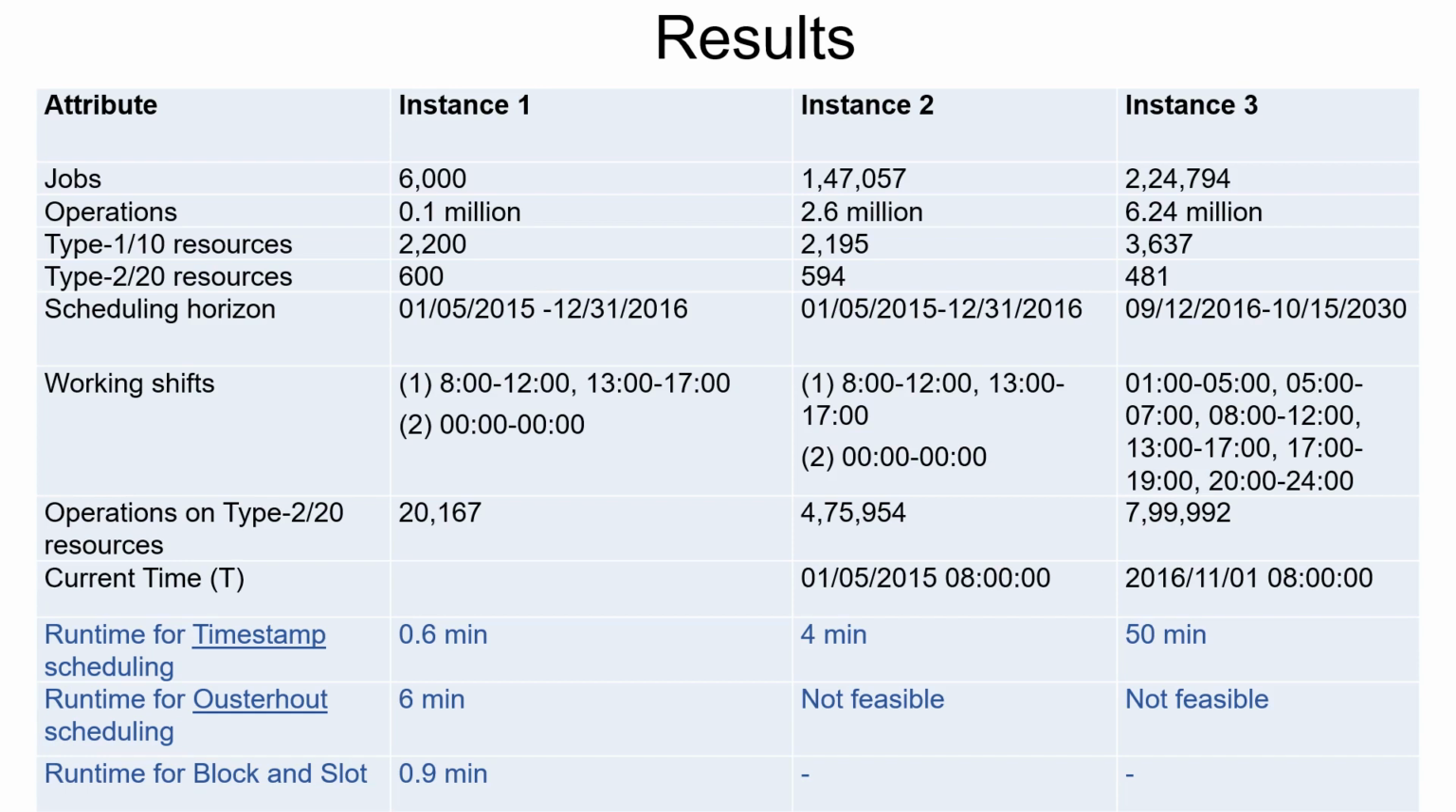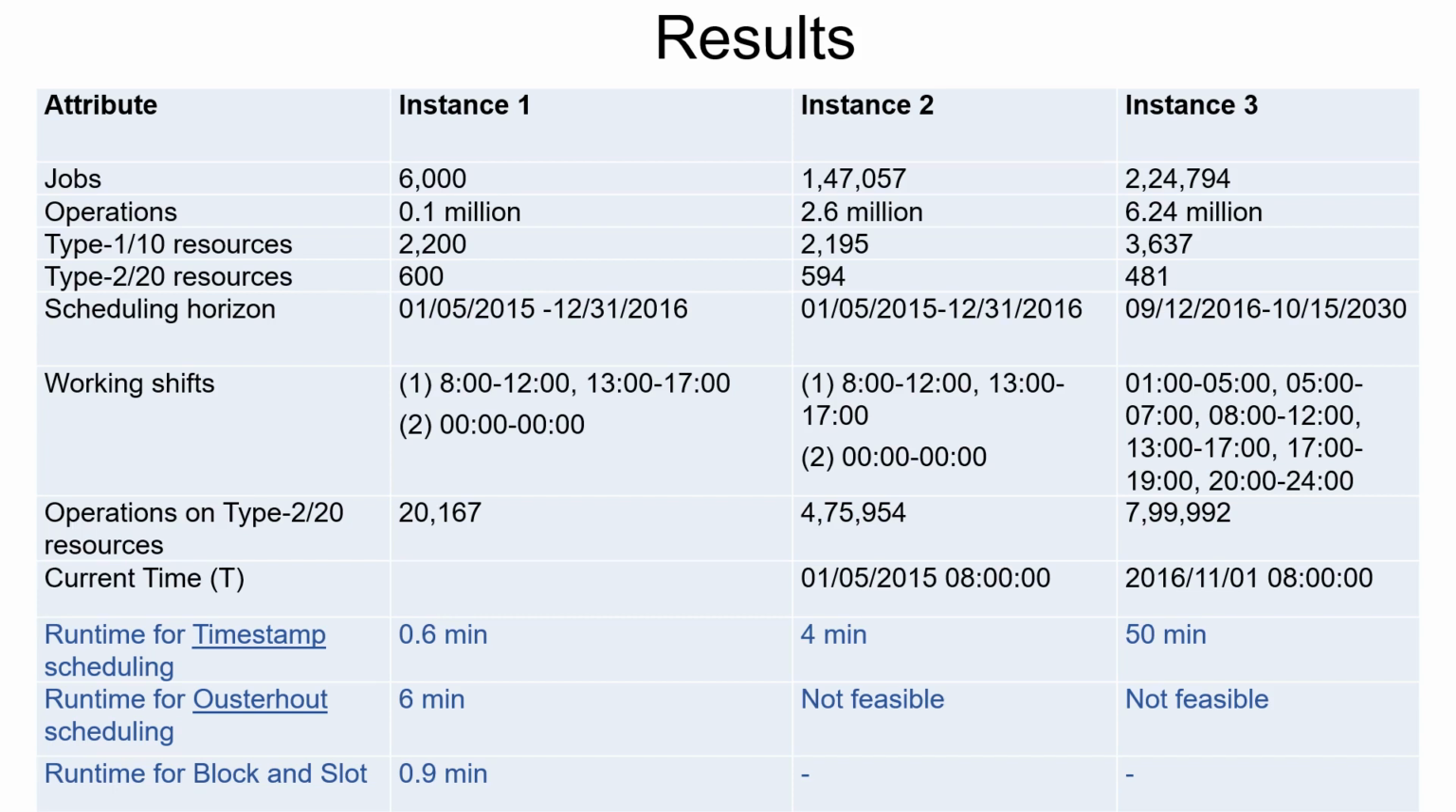So here are the results. We have run the algorithm for 3 instances. The first instance has 0.1 million operations, the second instance has 2.6 million operations, and the largest instance has 6.24 million operations. The runtime for the timestamp algorithm is 0.6 minutes for instance 1, 4 minutes for instance 2, and 50 minutes for 6.24 million operations.